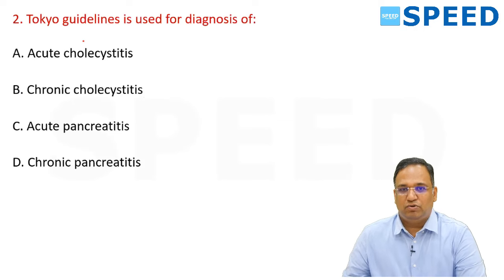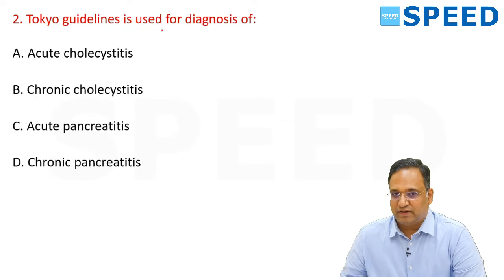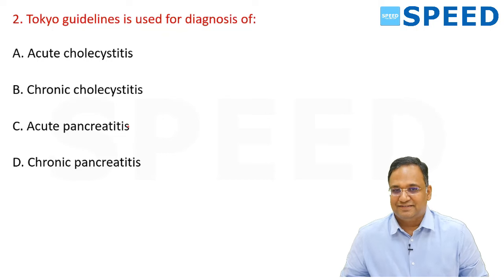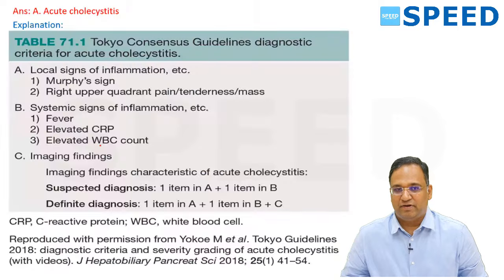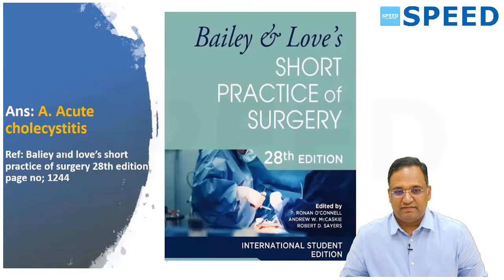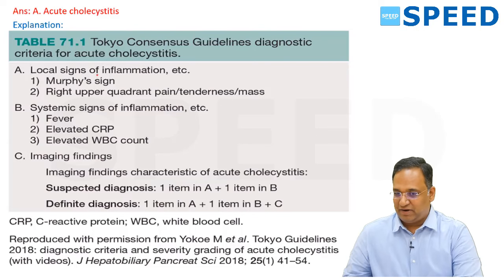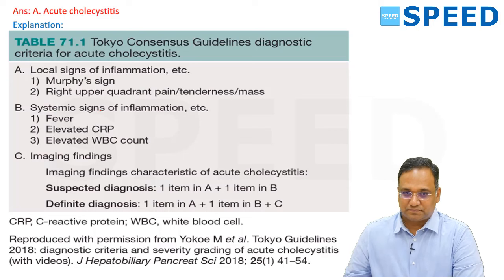Tokyo guidelines is used for diagnosis of what? Acute cholecystitis, chronic cholecystitis, acute pancreatitis or chronic pancreatitis? The right answer is acute cholecystitis. Again, it is a very straightforward question, taken from Bailey, 28th edition, page number 1244, which very clearly says Tokyo consensus guidelines of diagnostic criteria for acute cholecystitis. Even there, mild, moderate and severe types are available.